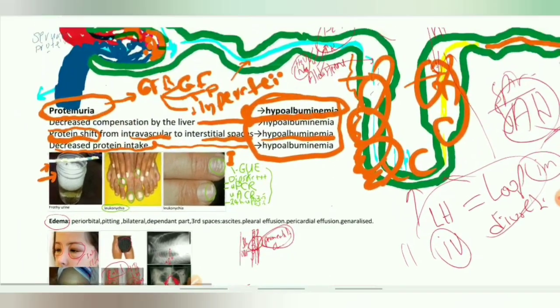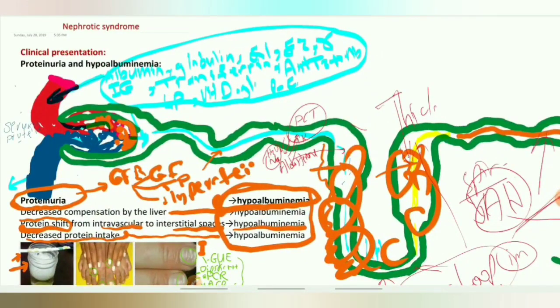One important thing is that transferrin is going to be lost. That's why those patients may become anemic, and the anemia could be of chronic disease, especially if associated with kidney disease or kidney failure, or of iron deficiency.